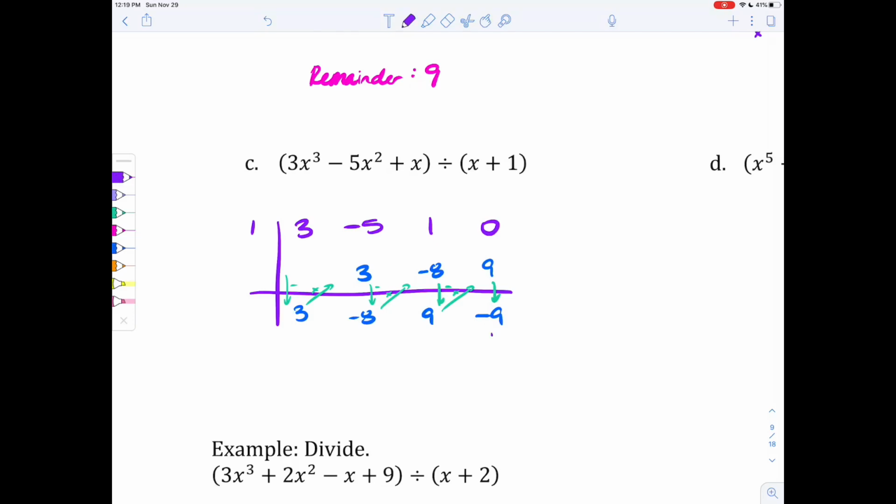And we can say that this is the remainder. This is how many 1s, how many x's, how many x squareds. Again, not necessary to write those, as long as you are aware of what's what. But if you're not sure, then maybe label these, and that could be helpful to you. The remainder in this case is negative 9.